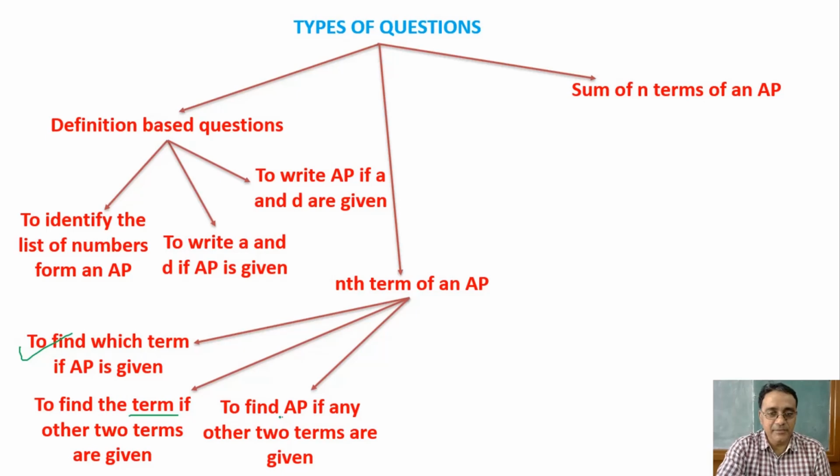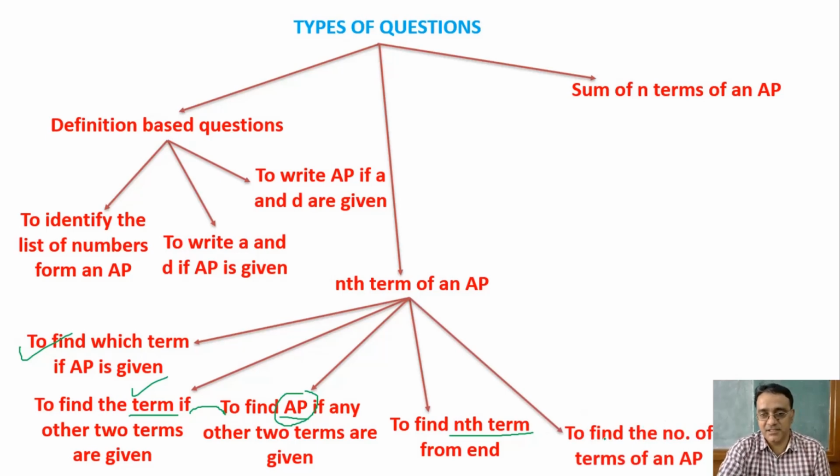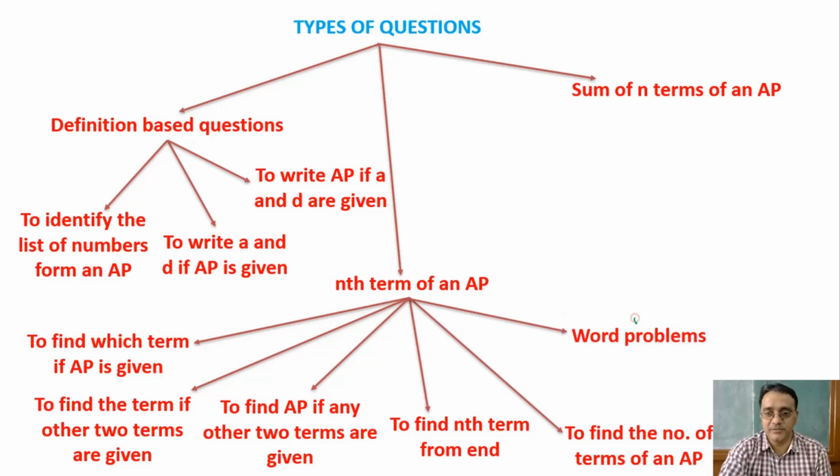To find AP, if any other two terms are given, these two are interlinked, similar है, यहाँ पे केवल term find करना और यहाँ पर AP find करना है. Now the fourth type of question is to find the nth term from the end, and next to find the number of terms of an AP. Now this is very important for this part. Okay, next one, word problems.